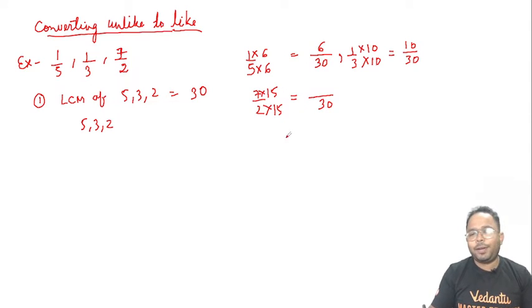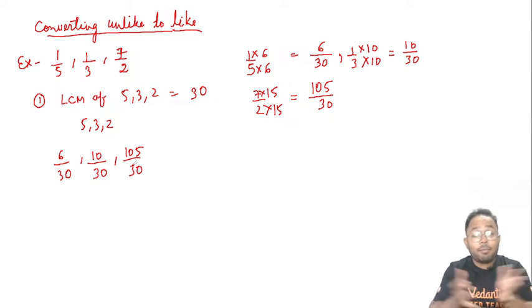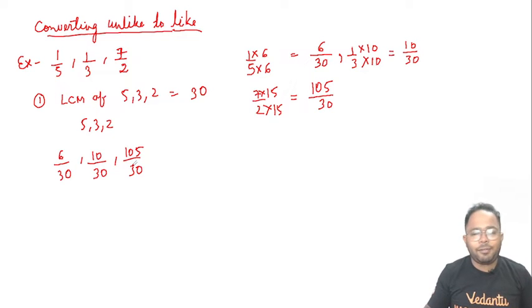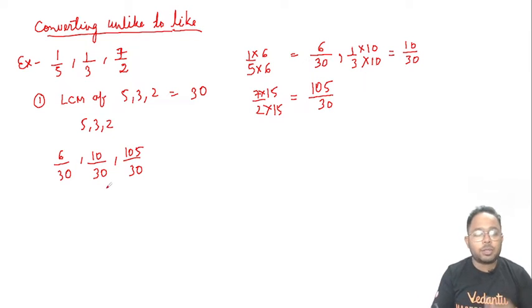7 into 15 also. So 7 5s are 35, carry 3, 7 3s are 21 and 3, 24... 105. So now what we have got? 6 by 30, 10 by 30 and 105 by 30. Now they have become like fractions. Why? Because we can find the denominators to be equal here.